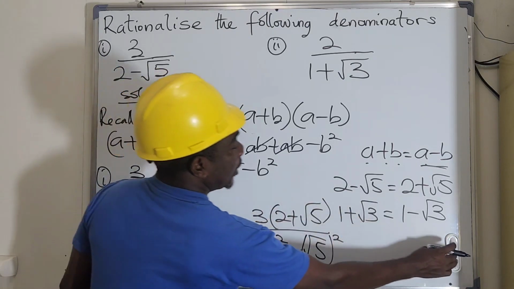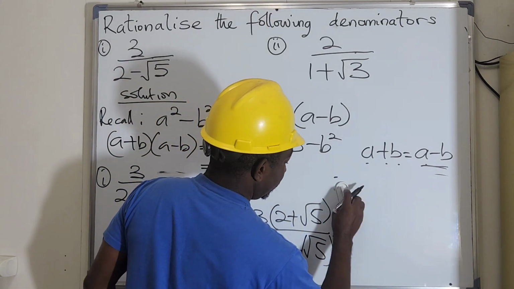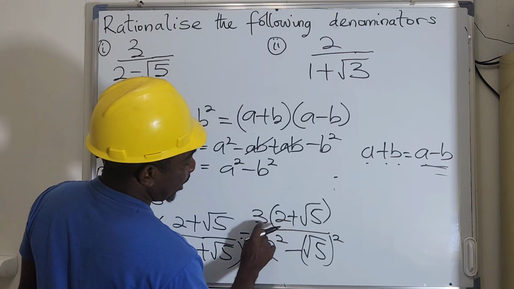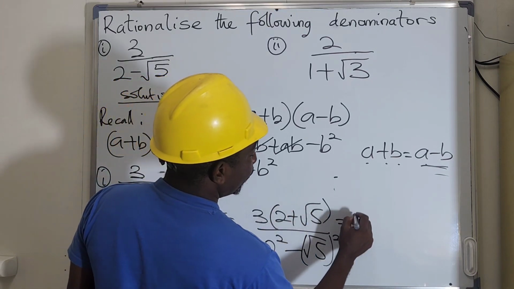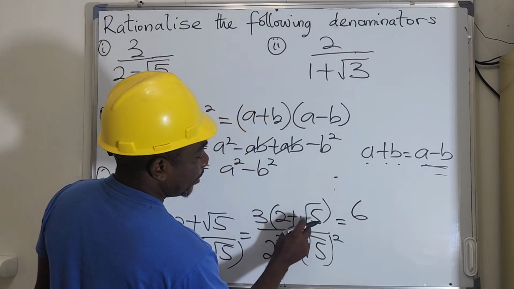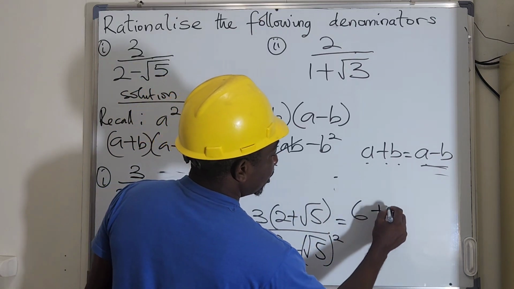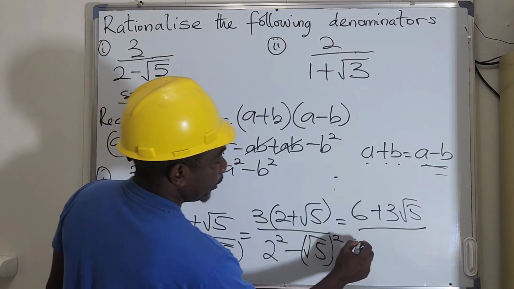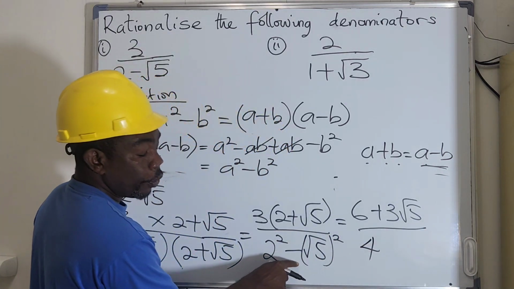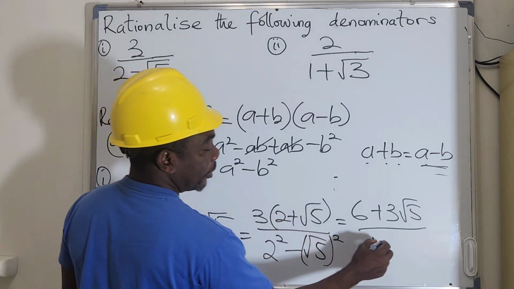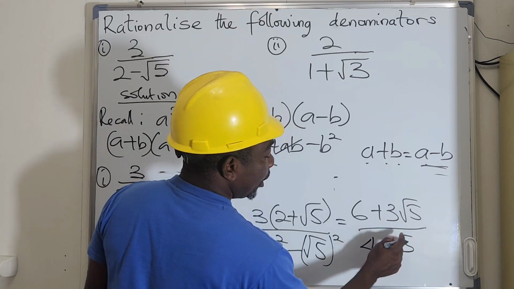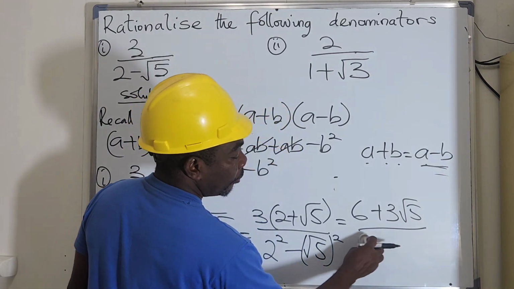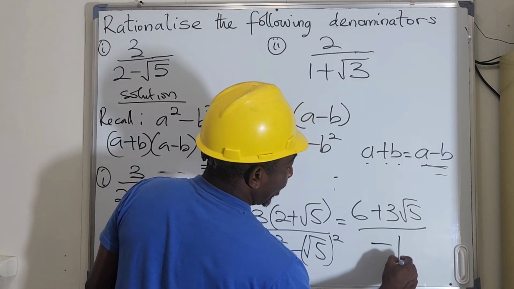So this is the same thing as, when we expand this, 3 times 2 will give us 6. Then 3 times root 5 will give us plus 3 root 5, all over this is 4. Then root 5 squared is 5, minus 5. So 4 minus 5 is going to give us minus 1.